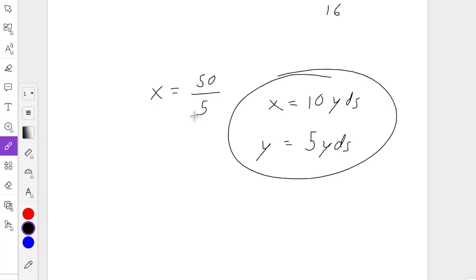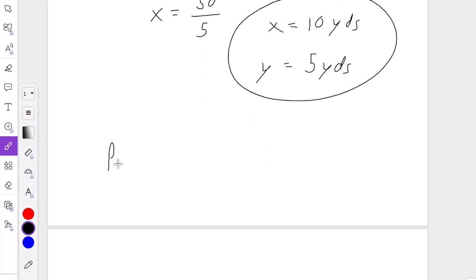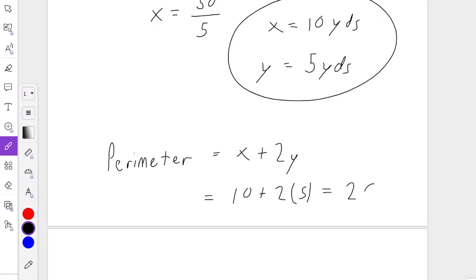Keep in mind, if I actually wanted to find the perimeter of the fence itself, or how many yards of fence I wanted to buy to build this fence, then I would plug in the formula x plus 2y, and the answer would be 10 plus 2 times 5, so the actual perimeter is 20 yards. I didn't ask for that, but if I did, that's what the answer would be. So hopefully that makes sense.